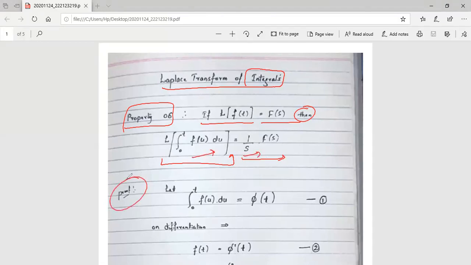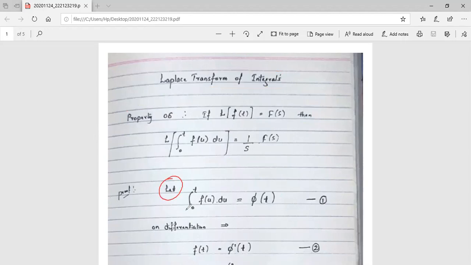Let me prove. First, let this function, the integral over 0 to t of f of u du, be equal to phi of t. Call this equation 1. First we will take the integral over 0 to t of f of u into du equal to phi of t. Instead of writing this function, we will write this one.